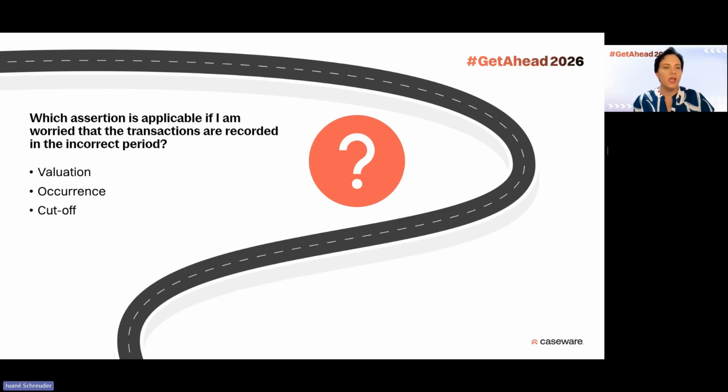The next question. Which assertion is applicable if I am worried that the transactions that are recorded are recorded in the incorrect period? So am I choosing in that case valuation, occurrence, or cutoff? Let me know. I'm worried that the client is recording transactions, but in the wrong period.